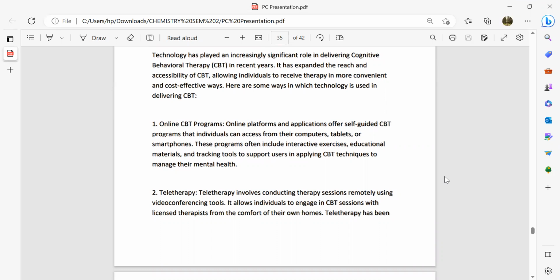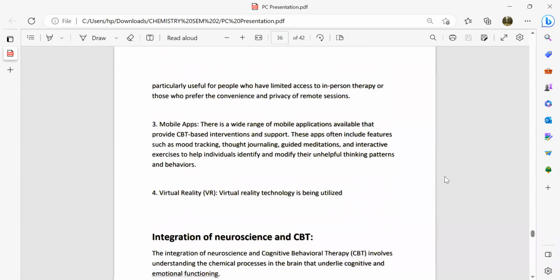Teletherapy involves conducting therapy sessions remotely using video conferencing tools. Mobile apps. There is a wide range of mobile applications available that provide activity-based interventions and support. These apps often include features such as mood tracking, journaling, guided meditations, etc.